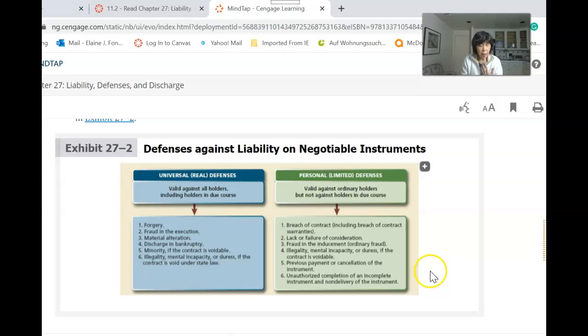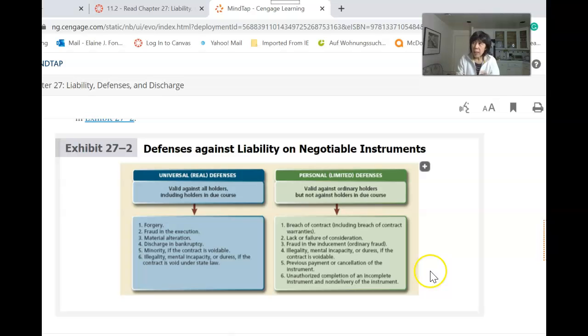So universal defenses include 1, forgery, 2, fraud in the execution, 3, material alteration, 4, discharge in bankruptcy, and 5, minority, which will make the contract voidable. All right. Lastly, 6, illegality, mental incapacity, or duress. All right. Those are our limited list of universal defenses against all kinds of holders, including a holder in due course. If you look to the right-hand side, you'll see personal or limited defenses. These are only valid against an ordinary holder, not a holder in due course.